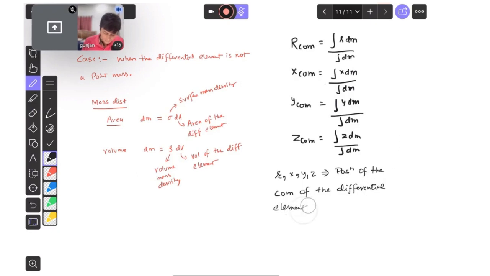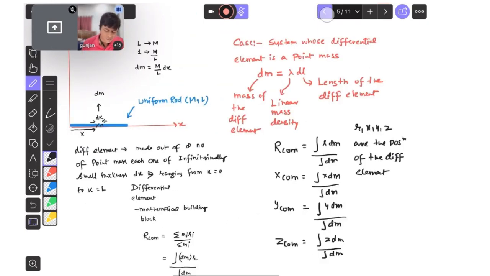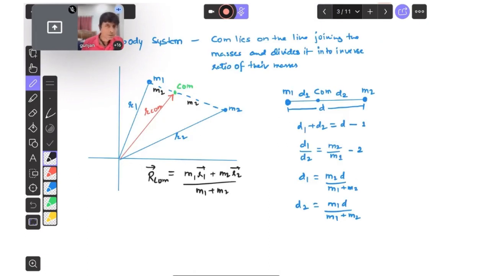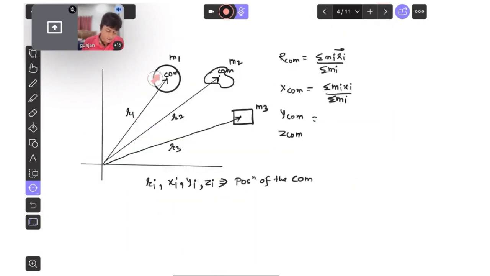Earlier, when we were finding the center of mass without the use of integration, when we had some discrete separate masses making our system, then R1, R2 were the positions of the point masses only. But when we had a system made out of masses which are not point masses, the formula is the same, just we use that R, X, Y and Z as the position of the center of the mass of each chunk.